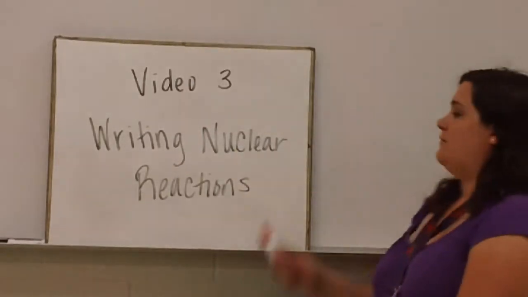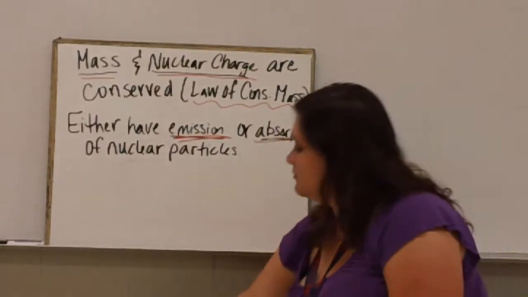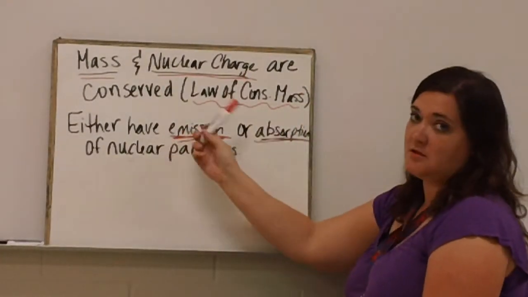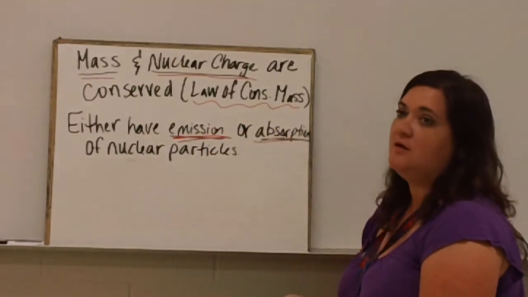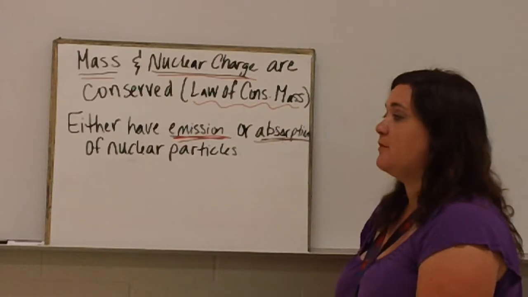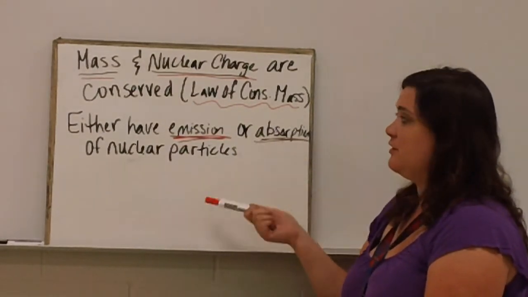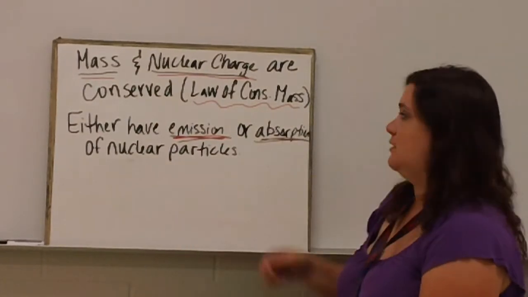In this lesson we're going to learn about writing nuclear reactions. The mass and the nuclear charge are conserved in all nuclear reactions. This is due to the law of conservation of mass, which again is the same reason why we balance other chemical reactions. So they either have to have emission or absorption of nuclear particles in order to decay and create new particles.